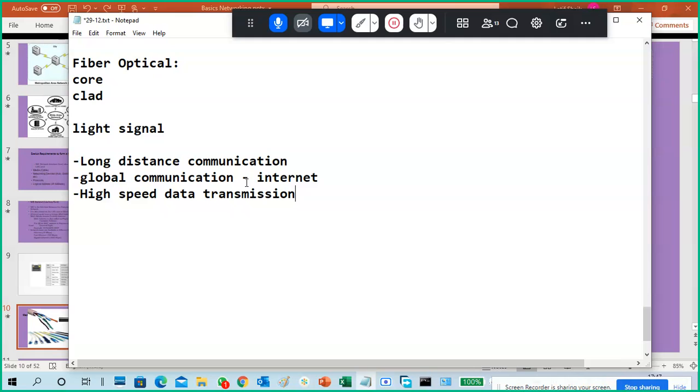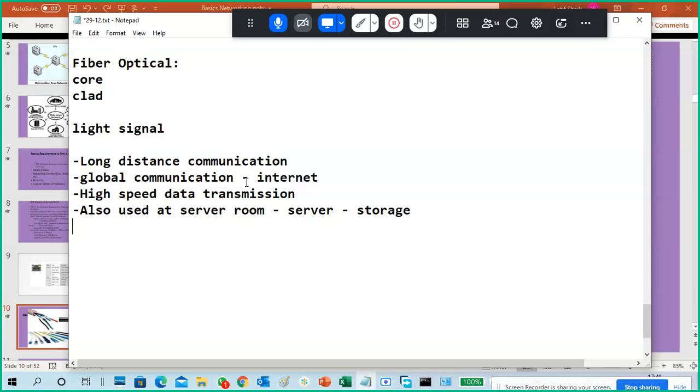High speed data transmission. Something like 10 Gbps kind of speed you will get. It is used at server room, for server to storage access purpose.